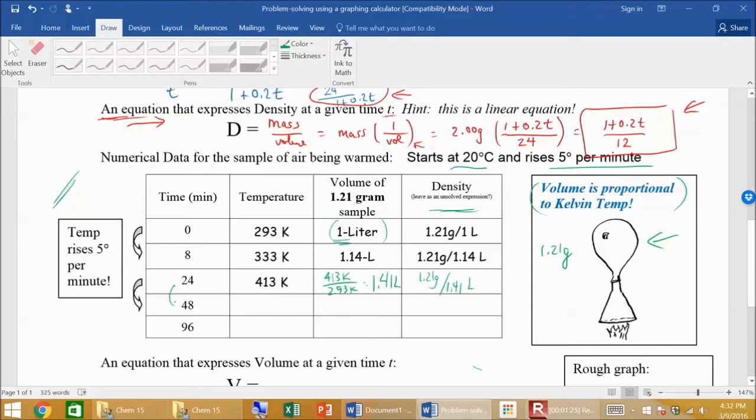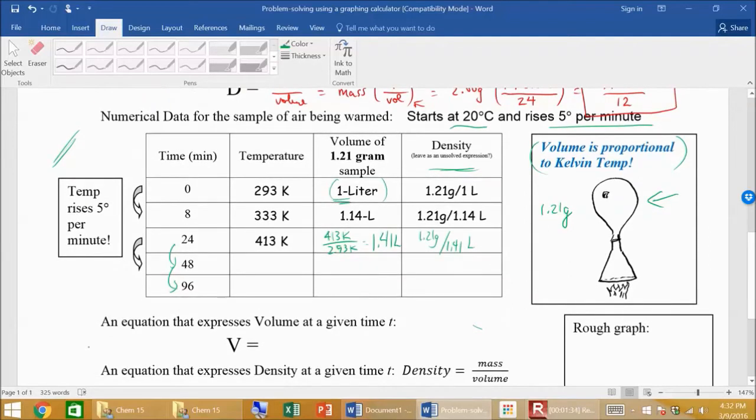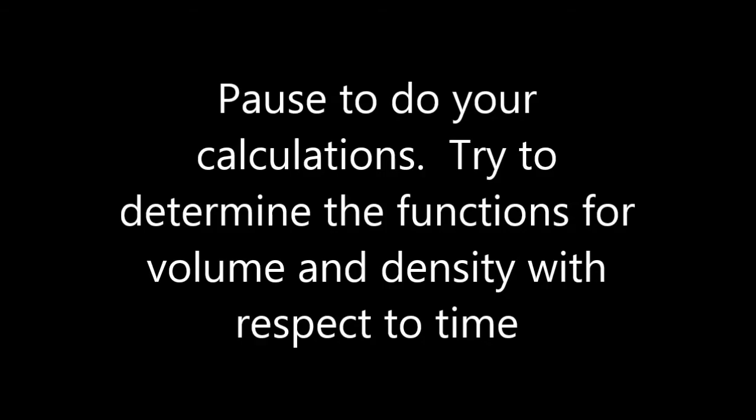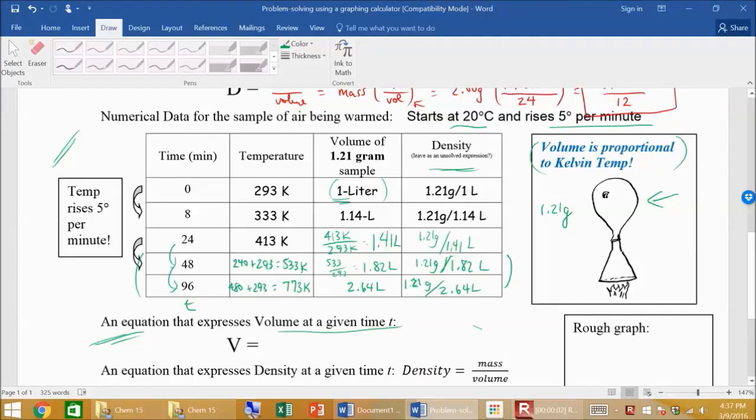See if you can get the next two volumes here. See if you can find the pattern. We are looking for an equation that expresses the volume at any time t. Here you can see my numbers for t equals 48 and t equals 96 minutes. And now I'm ready to look for this equation.